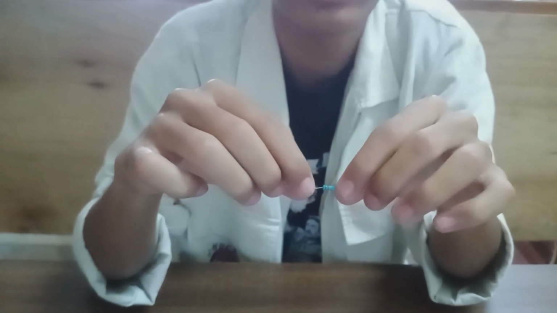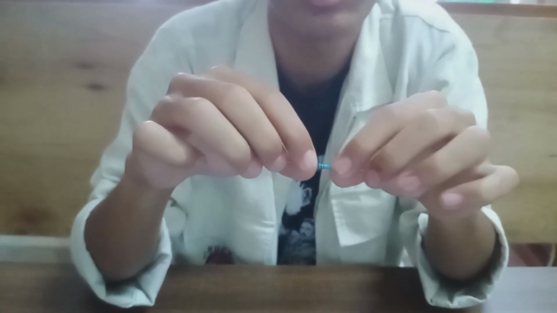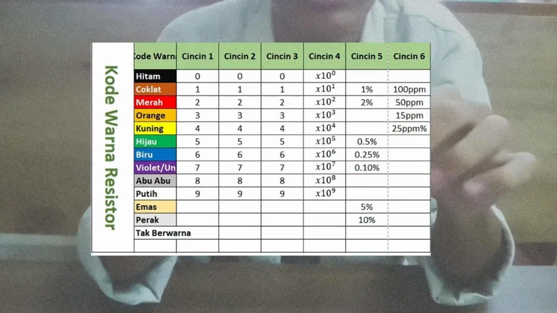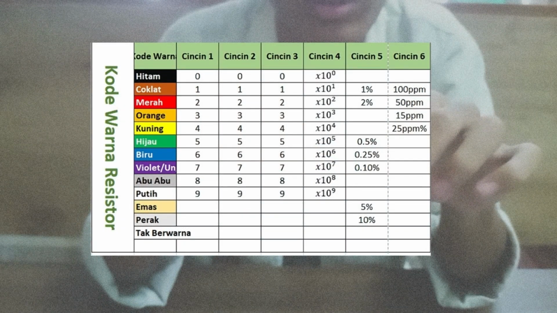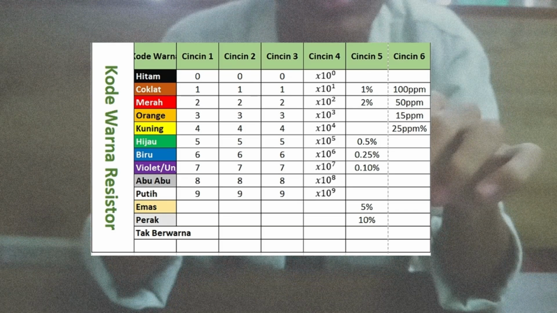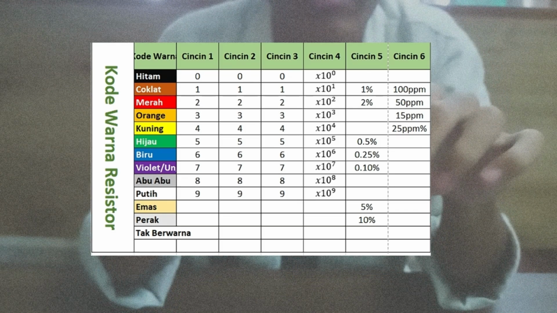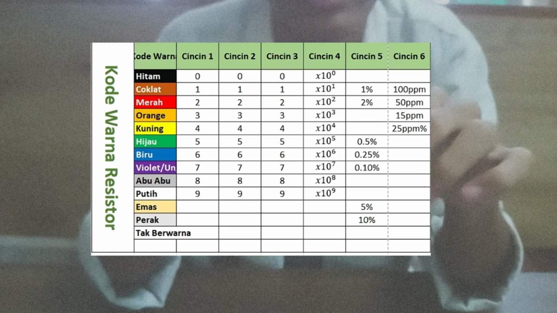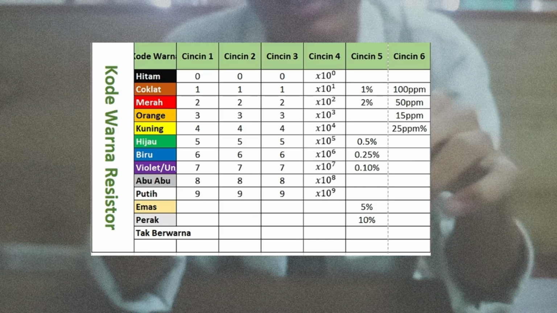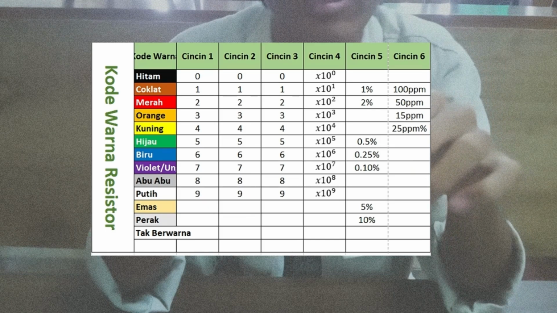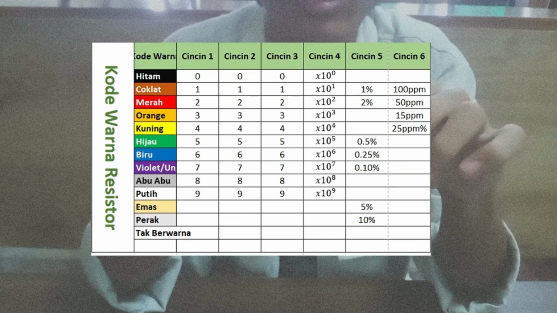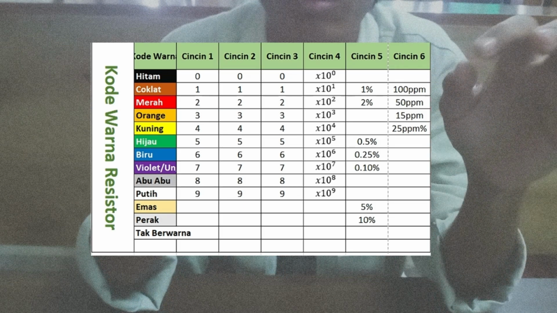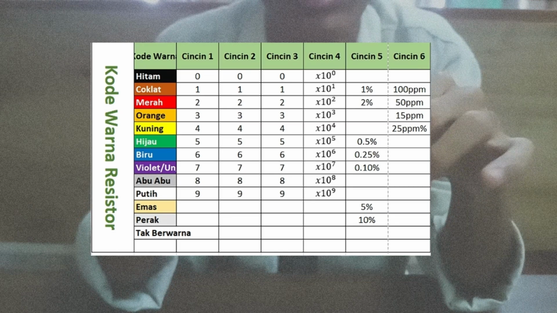Okay, the ring colors include black is 0, next brown is 1, red is 2, orange is 3, yellow is 4, green is 5, blue is 6, purple is 7, gray is 8, and white is 9. And also there is a ring for tolerance value of resistance: silver 5% and gold 10%.